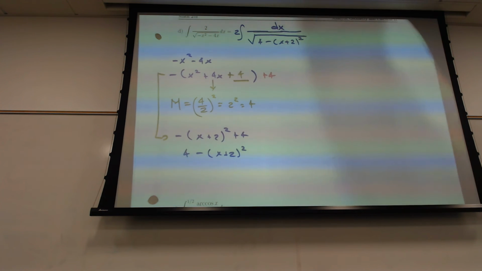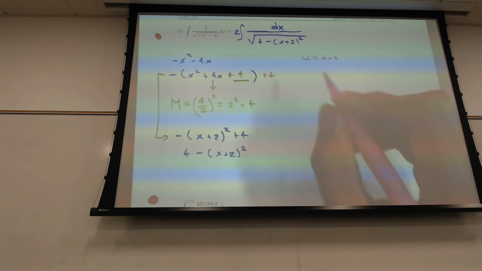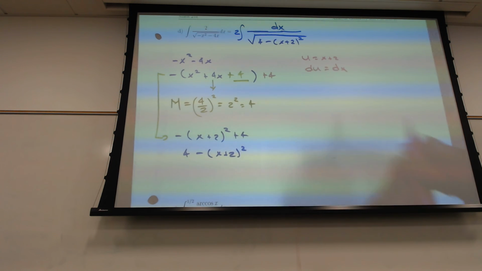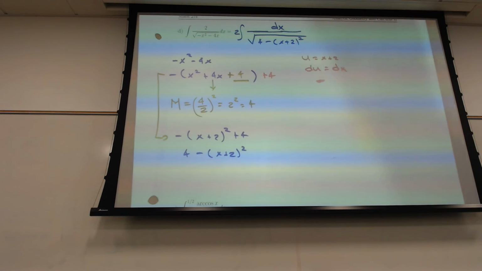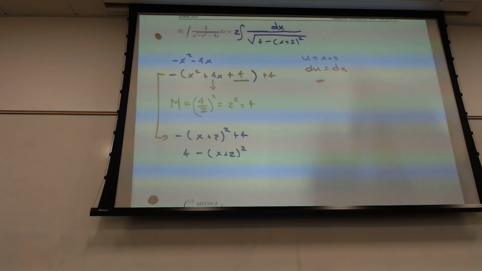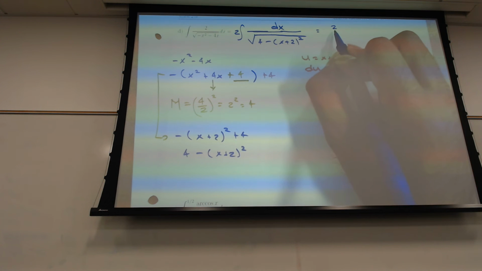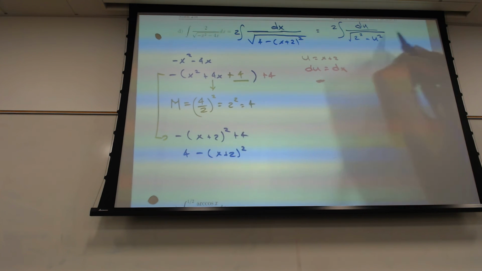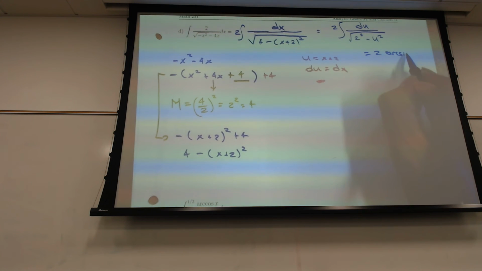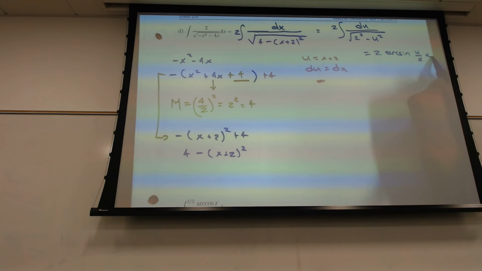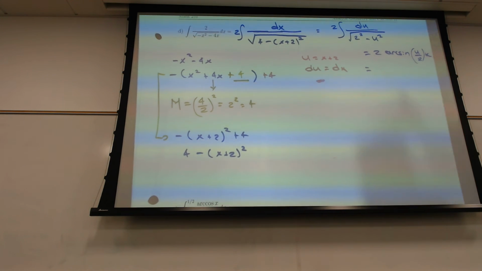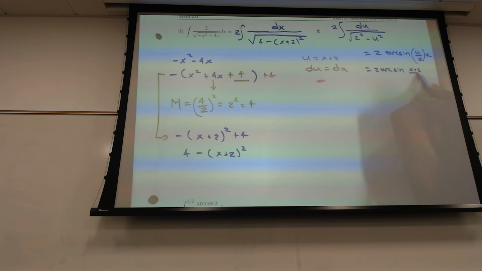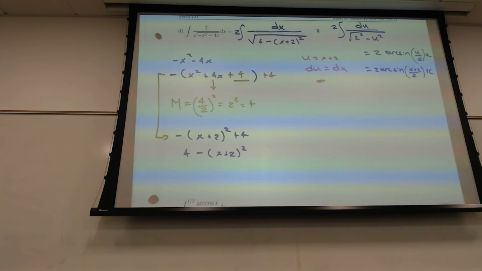In the meantime, u equals x plus 2. What was that again? Arcsine, right? du equals dx. We don't need any compensation factors, and this will be 2 times the integral of du over the square root of 2 squared minus u squared. That's 2 arcsine of u over 2 plus c. And back substituting for u, that's x plus 2 over 2 plus c, right?